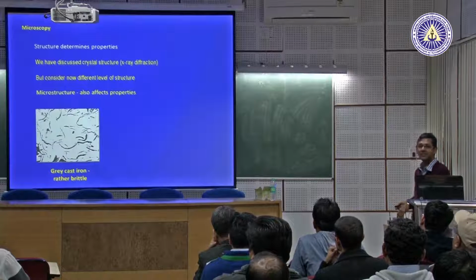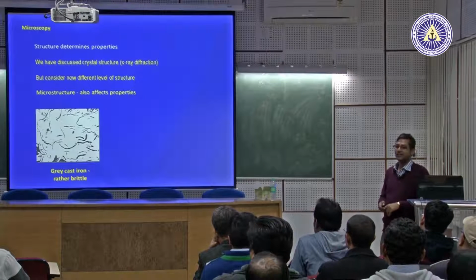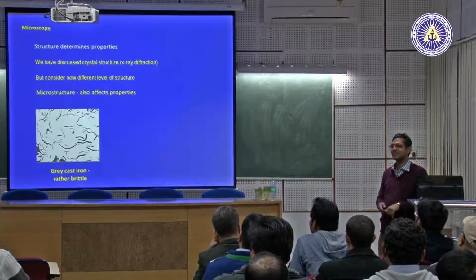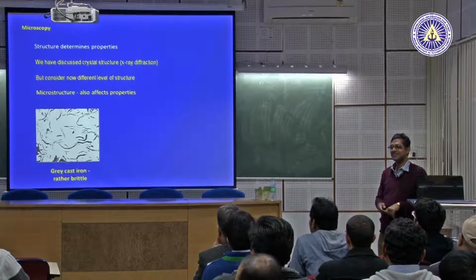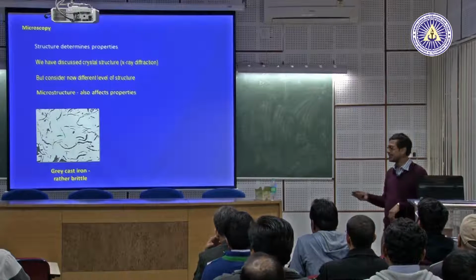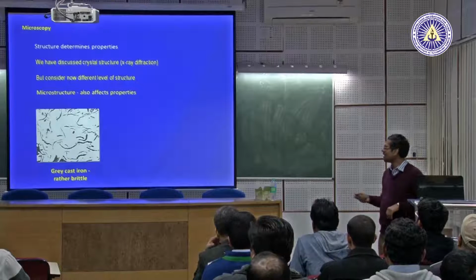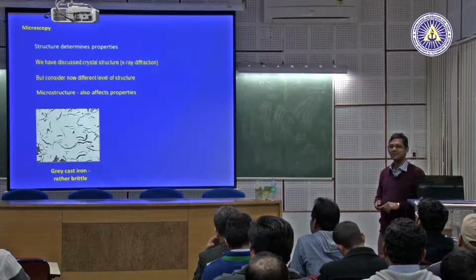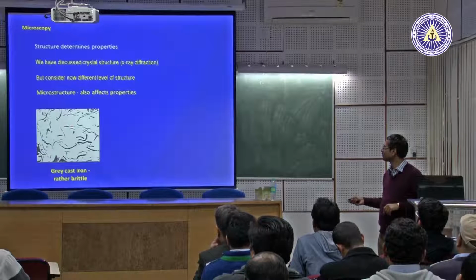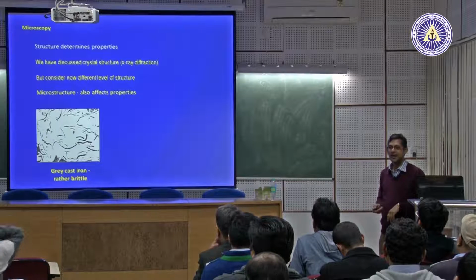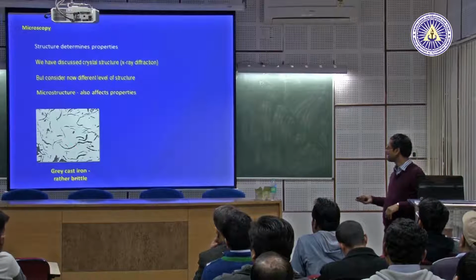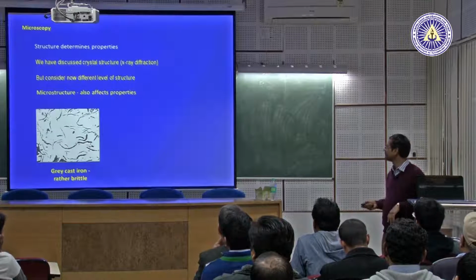Grey cast iron is used where? Any idea? Where do you use grey cast iron? Yes, machine beds, engine blocks. All the engine blocks are made of grey cast iron. But it is brittle. It consists of graphite and also iron. Iron means maybe pearlite or maybe ferrite. But it is brittle, rather brittle, not very brittle.